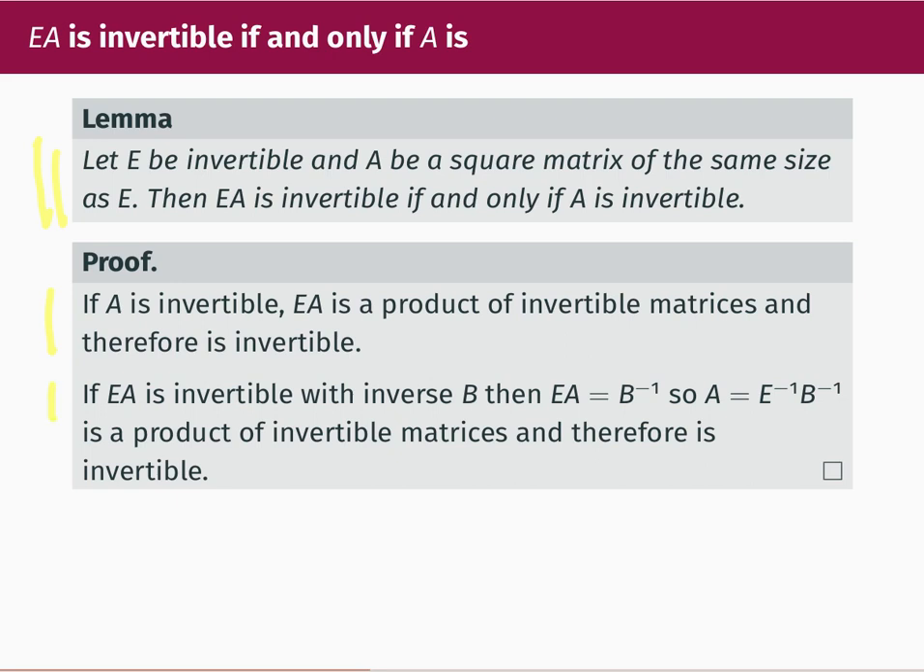Conversely, let's suppose that EA is invertible. If its inverse is B, then EA is the inverse of B, so EA is B to the minus 1. Now, multiplying both sides of this equation on the left by E inverse, we get that A is equal to E inverse B inverse. But the inverse of an invertible matrix is invertible again, so E inverse is invertible and B inverse is invertible. So here is A written as a product of invertible matrices, and therefore A is invertible.